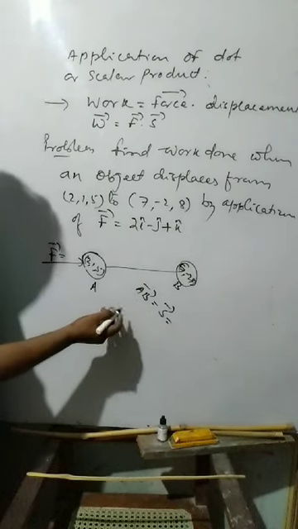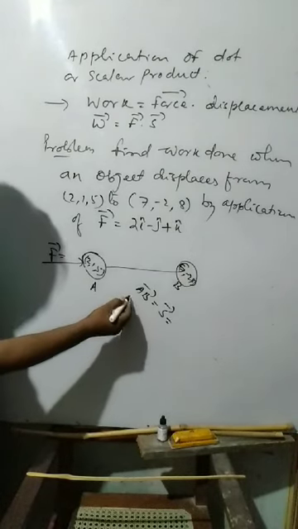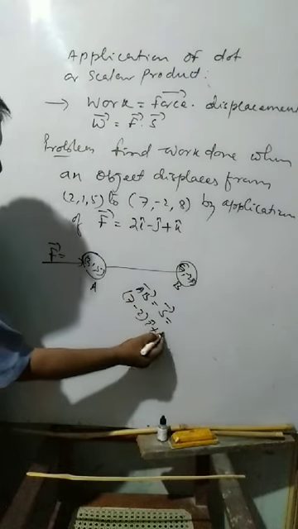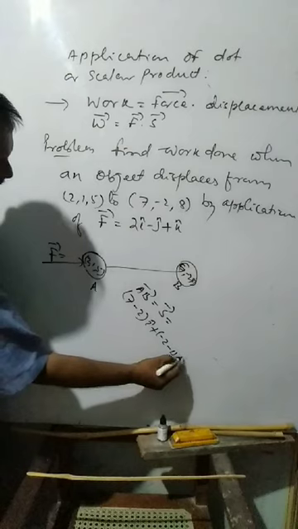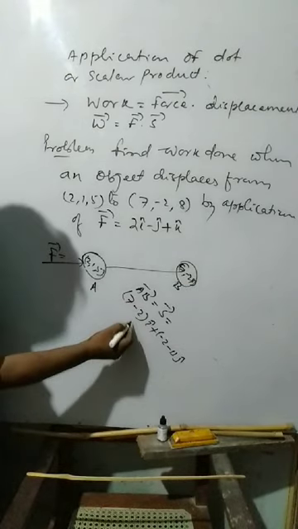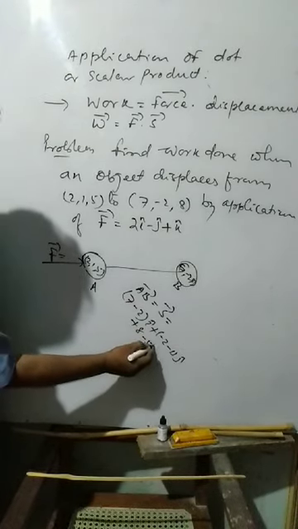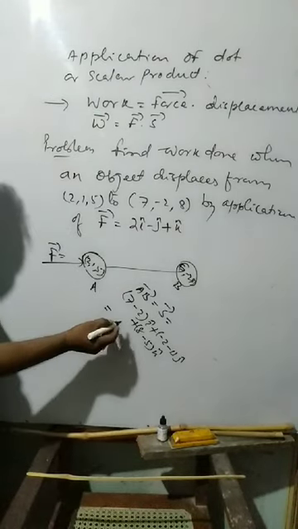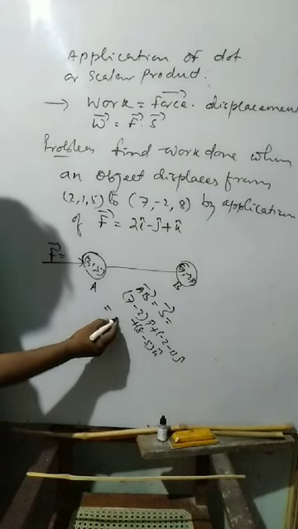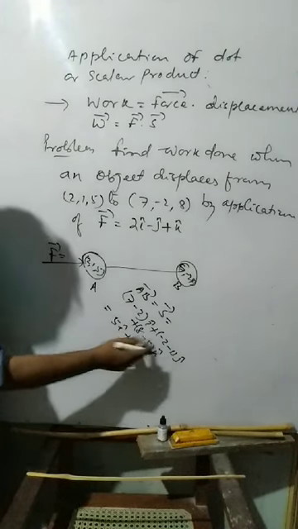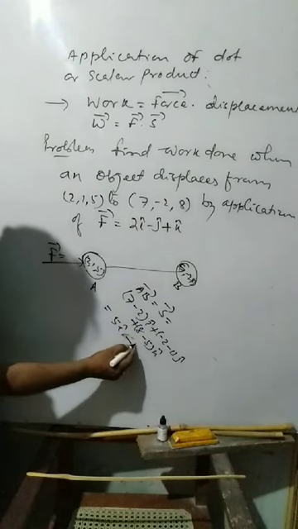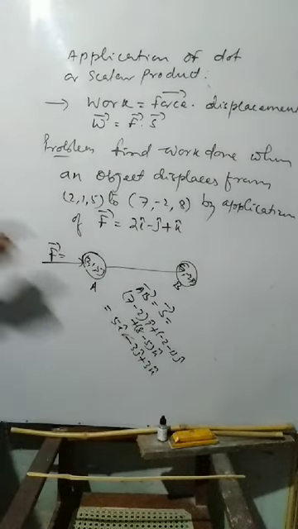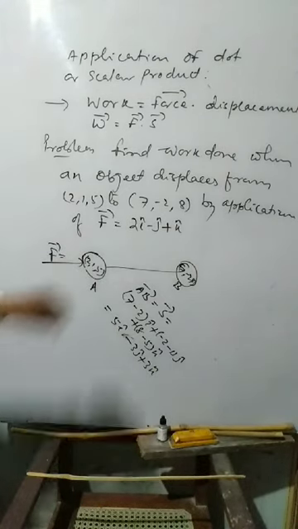S means displacement vector: final point minus initial point. 7 minus 2 is 5 i cap, minus 2 minus 1 is minus 3 j cap, 8 minus 5 is 3 k cap. This is the displacement vector, and this is the force.